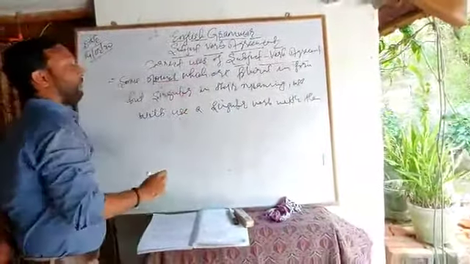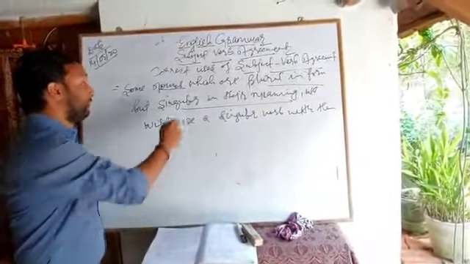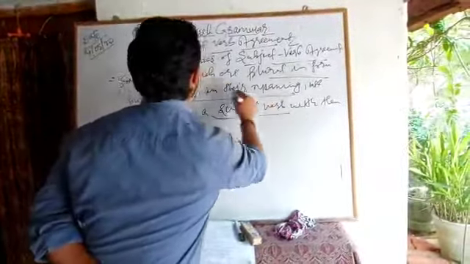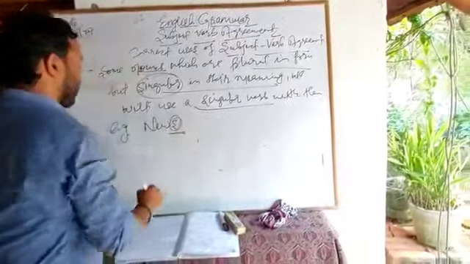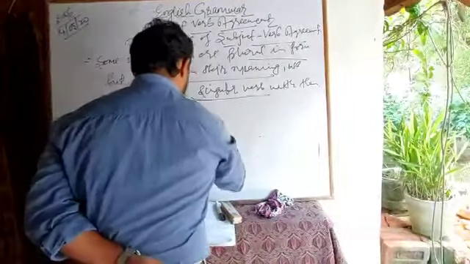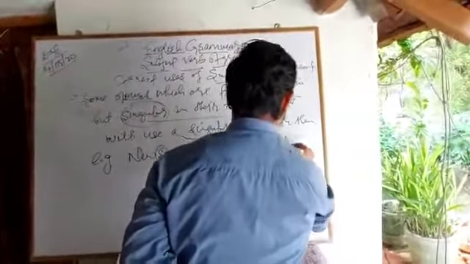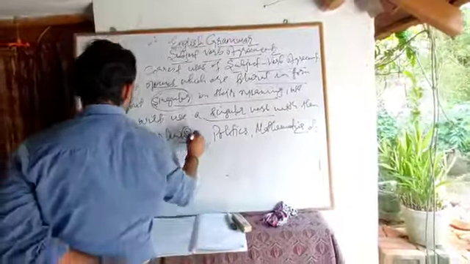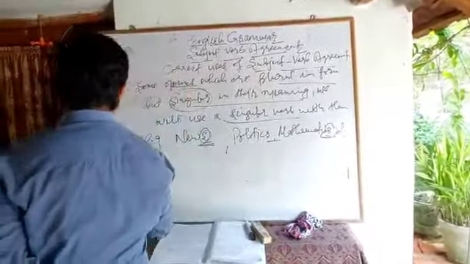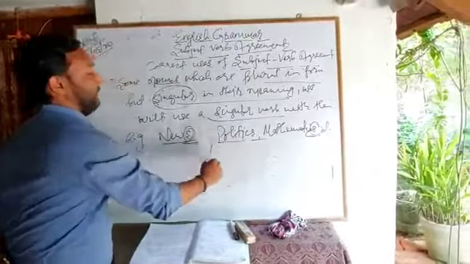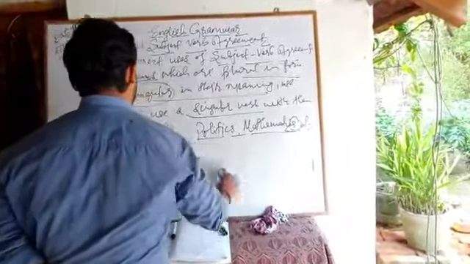Such nouns which are plural in form but singular in their meaning, we will always use a singular verb with that type of nouns. Let me show you an example. News. Okay? Politics. Mathematics. Although all these words contain S or ES at the end, we will use them with a singular verb. Okay? This is another correct use of subject verb agreement.